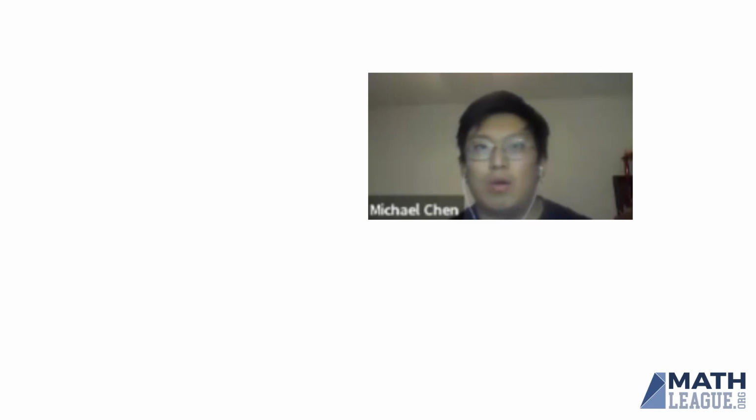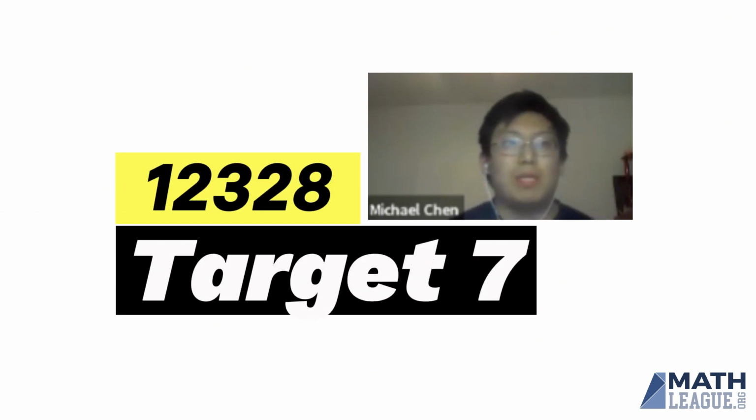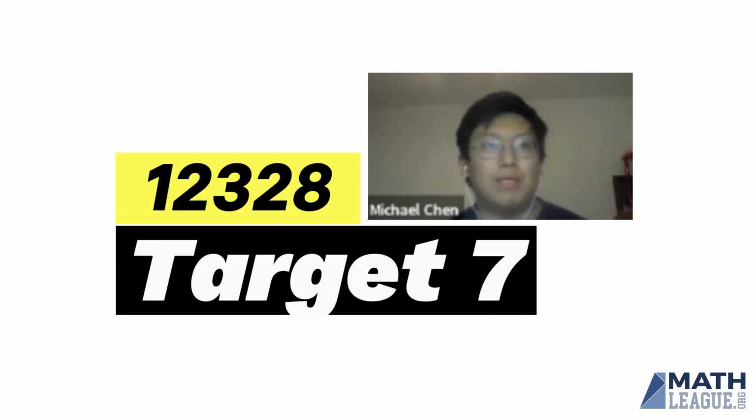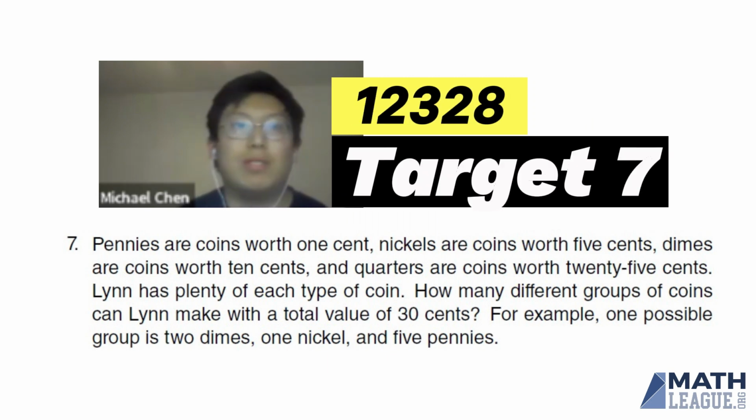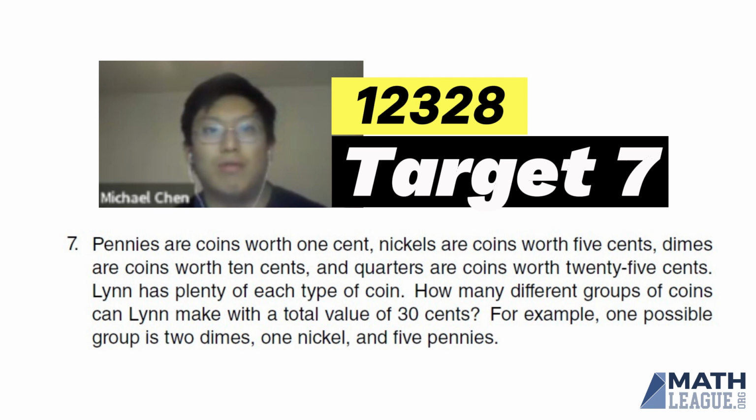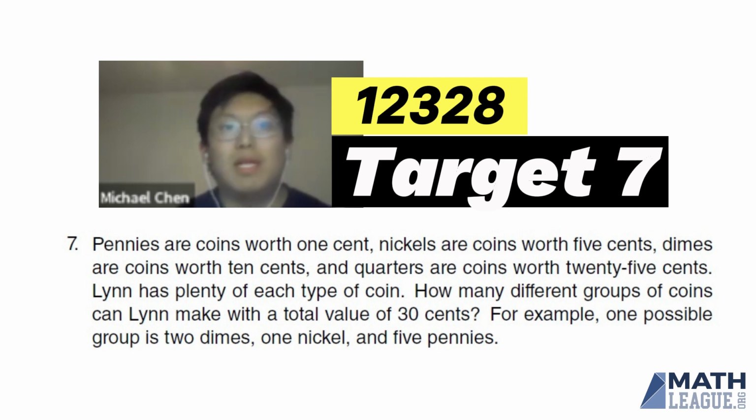All right, let's take a look at one more problem. It's going to be number 7, and that reads: Pennies are coins worth 1 cent, nickels are coins worth 5 cents, dimes 10 cents, and quarters 25 cents. Lynn has plenty of each type of coin. How many different groups of coins can Lynn make with a total value of 30 cents?